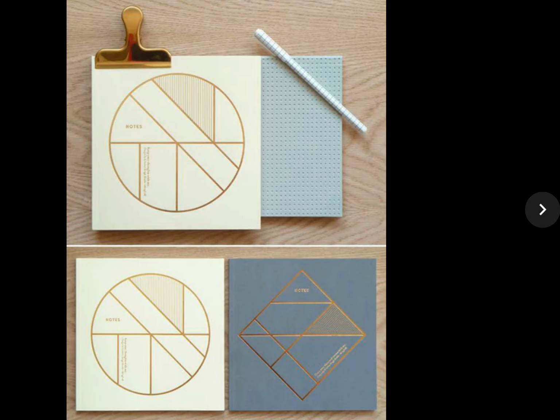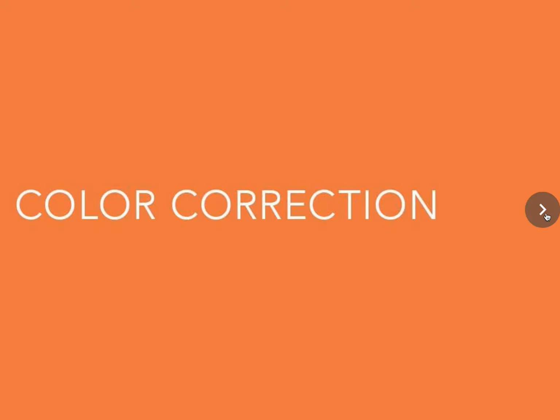And here we see someone's created an identity where they've printed on gray and cream paper with this nice gold. This would be gold foil. Okay, let's talk about color correction.